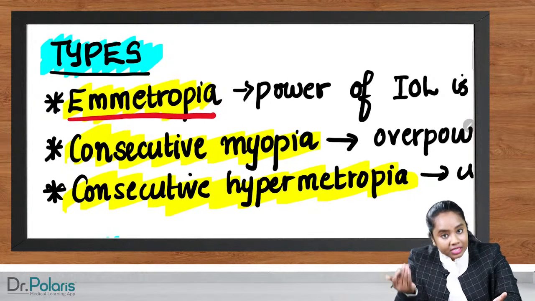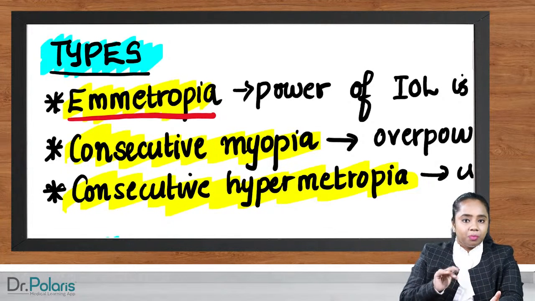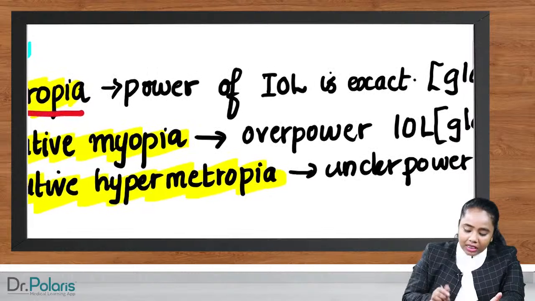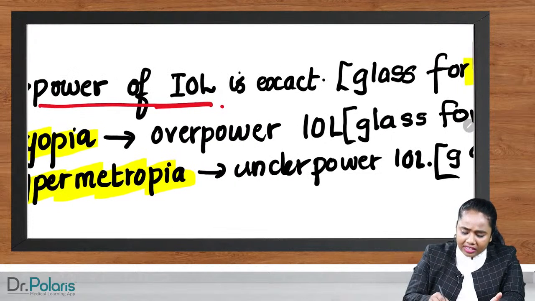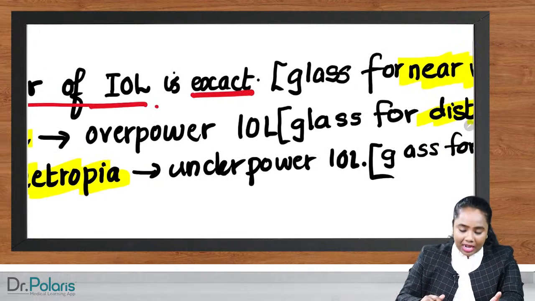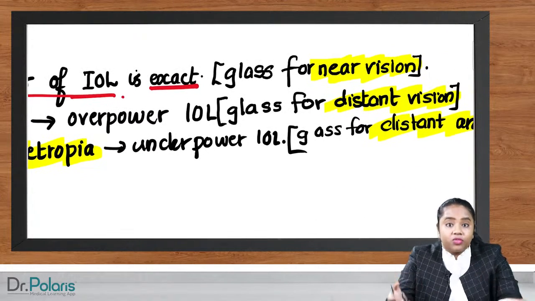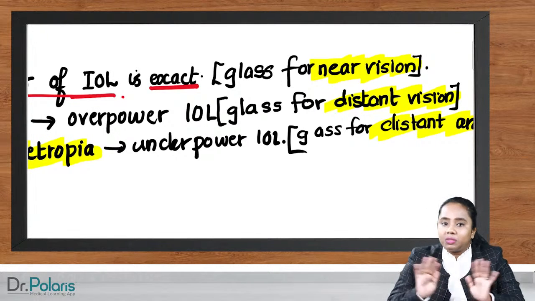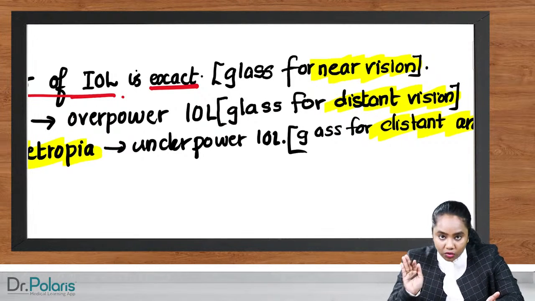In the starting of our discussion session, I already mentioned what emmetropia is. Emmetropia is the perfect refractive status of the eye. Here the power of the IOL which is implanted inside is exact. It is the correct power of the human crystalline lens. The patient usually requires a glass for near vision. Otherwise, no other issues. The normal eye power is maintained. It is the correct, most ideal state in case of pseudophakia.